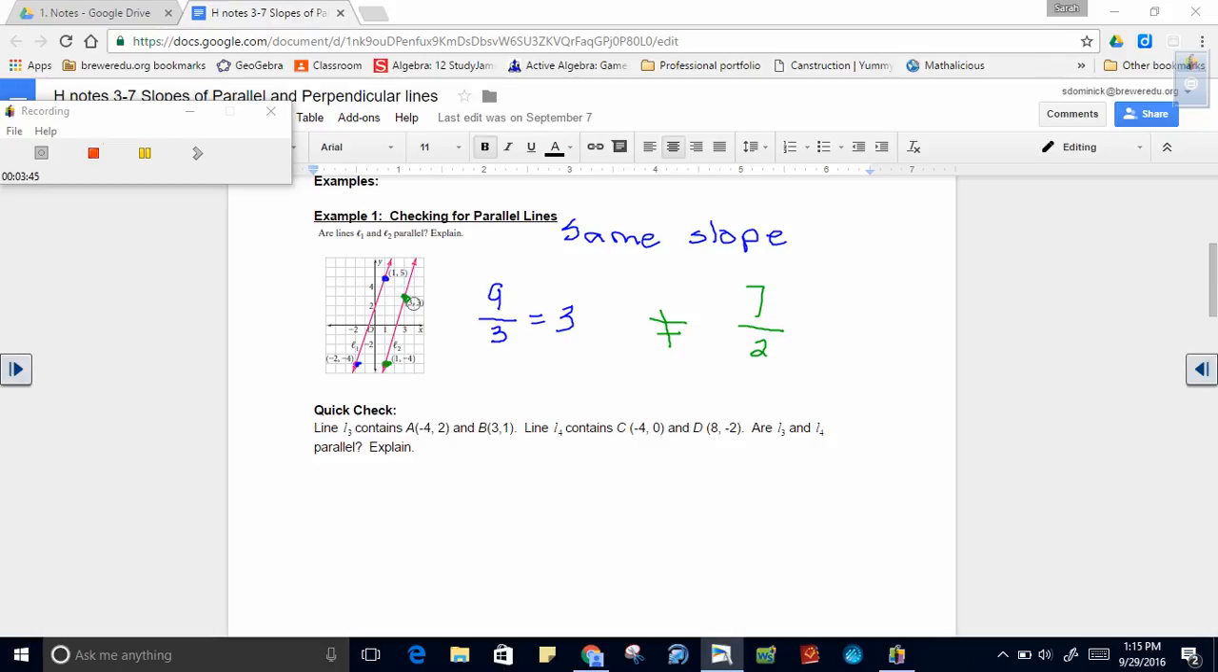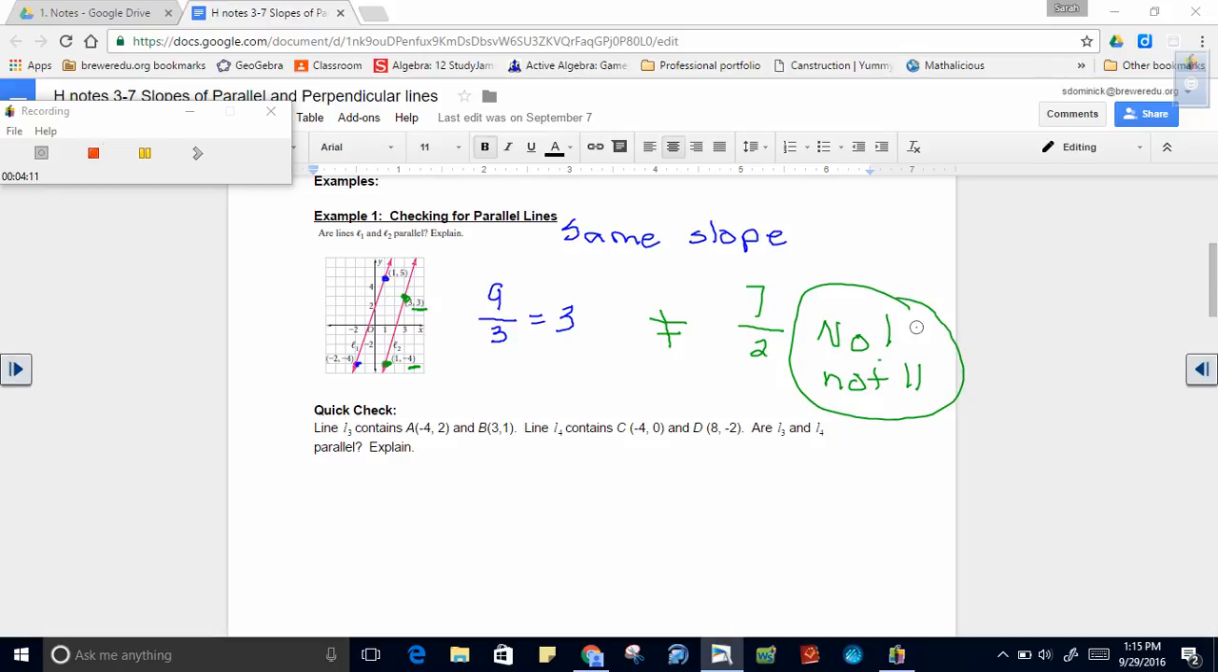We could also look at my coefficients. The difference between 1 and 3 would be the 2. That's my change in x. The difference between a -4 and a positive 3 would be a 7, and that would be my y. Remember, rise, change in y over change in x. So if these are not equal, no, they are not parallel. I'm just going to use the parallel symbol.